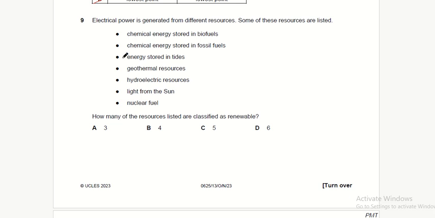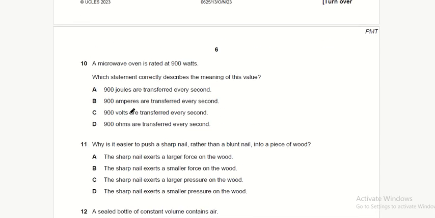Renewable energy from biofuel, not from fossil fuel, from tides, from geothermal, from hydroelectric, from light from the sun, but not from nuclear fuel, because it is used up and has no replacement, exactly like the fossil.